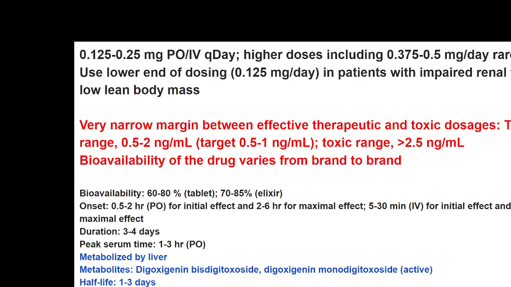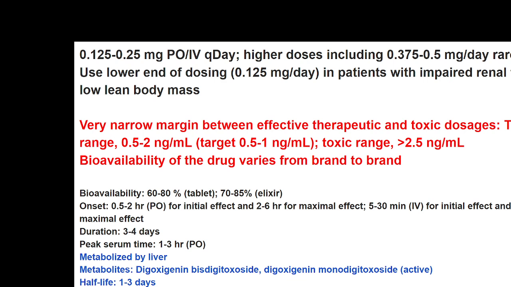That's one. Another quite important fact which you have to know is that the bioavailability of the drug varies from brand to brand. Digoxin may be presented with different brands in the market. Because it's a plant extract, the concentration of the drug in a brand may vary, and every time you prescribe the drug, you have to ensure that the same concentration is given to the patient, or the same brand has to be used.